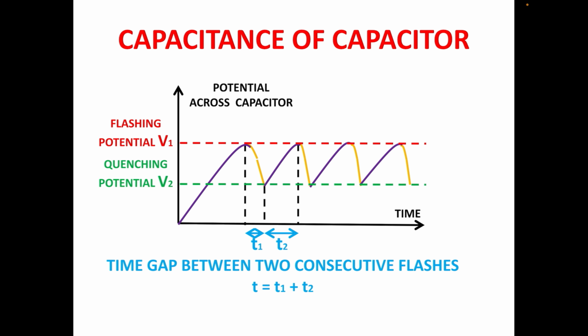The periodic variation in potential across capacitor can be represented in the form of a graph. In this graph, T1 represents the time during which the neon lamp keeps glowing and the capacitor discharges to voltage V2. And T2 represents the time during which the neon lamp does not glow and the capacitor charges to V1. Thus, T1 plus T2 represents time gap between two consecutive flashes of neon lamp.